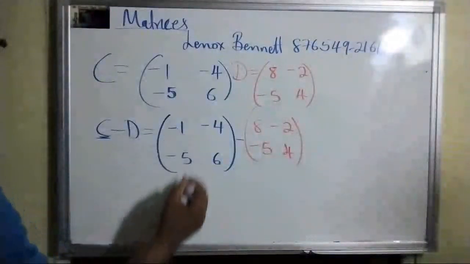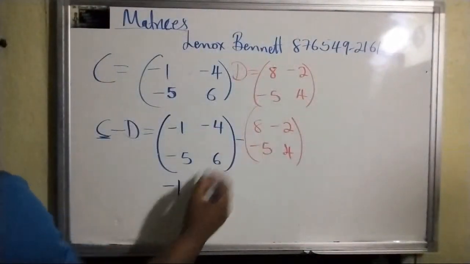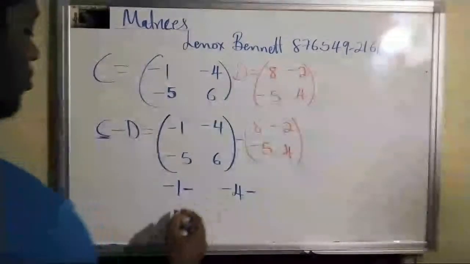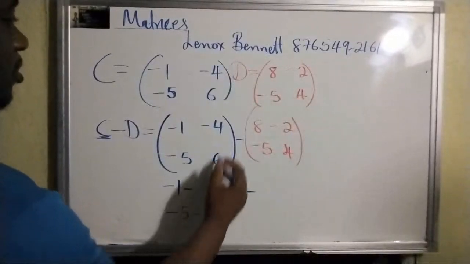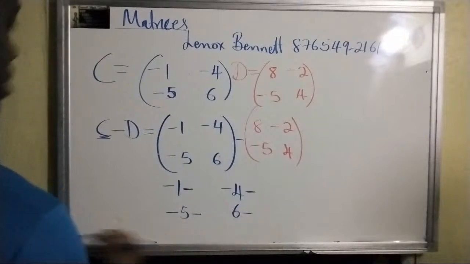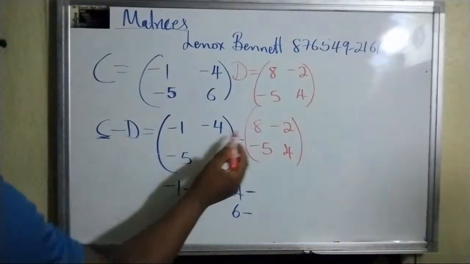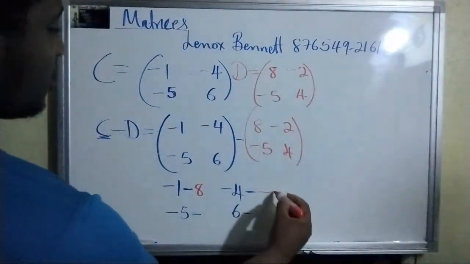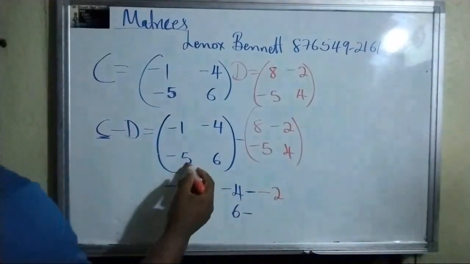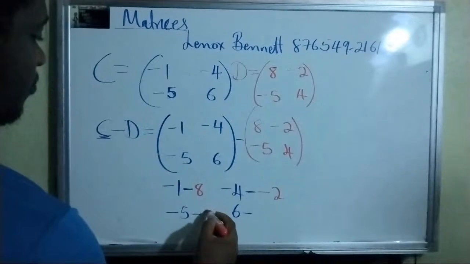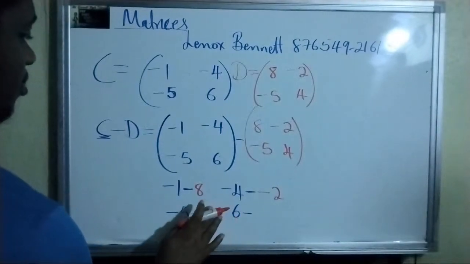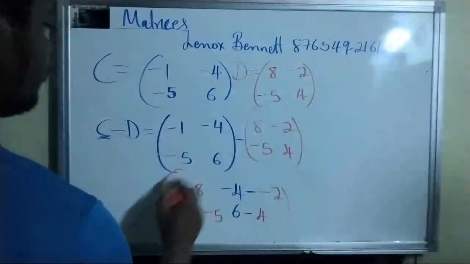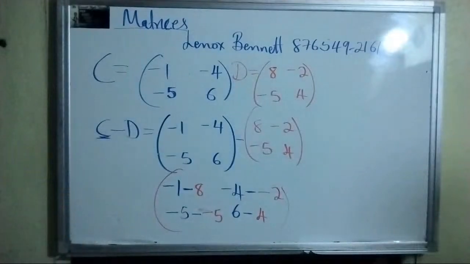Alright, so we have negative 1, so that's negative 1. But we have to maintain the sign. The sign says minus, right? Negative 4 minus. Negative 5 minus. 6 minus. Alright? Now this one matches with 8, so we'll put 8 right here. Negative 2. Notice it's a negative 2. And then negative 5 minus 5. So we have a minus 5 right here. And then 6 minus 4. So be careful when you set them out. They can be really tricky.